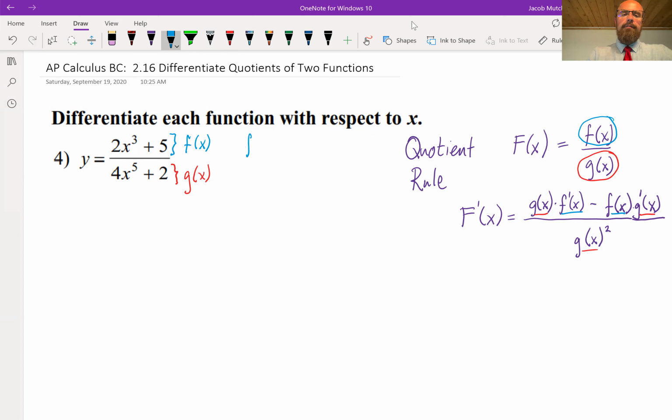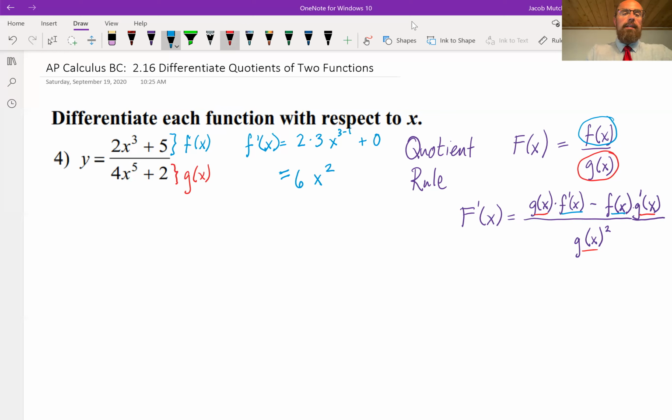So I'll take the derivative of f of x, and notice we do this separately for each part. I'm going to take 2x cubed plus 5 and take the derivative of that polynomial. Remember the constant coefficient rule: the 2 just stays out front. And then the simple power rule says take the derivative of x to the power of 3, bring the 3 down as a coefficient, x to the power of 3 minus 1. We'll simplify that, but let's take the derivative of plus 5. That's a constant. The derivative of a constant is 0. So my derivative of that numerator, f of x, is going to be 6x squared.